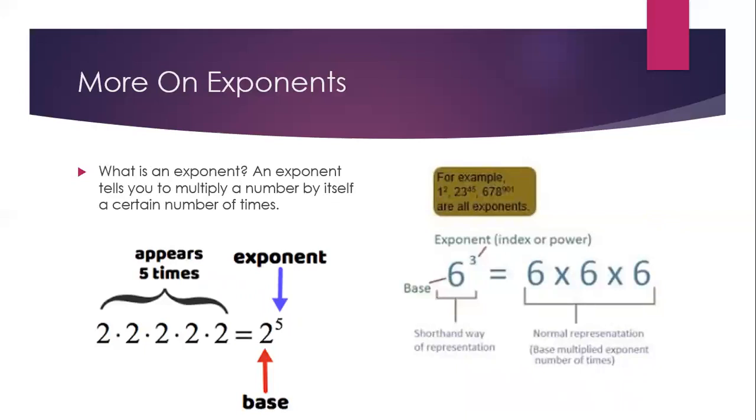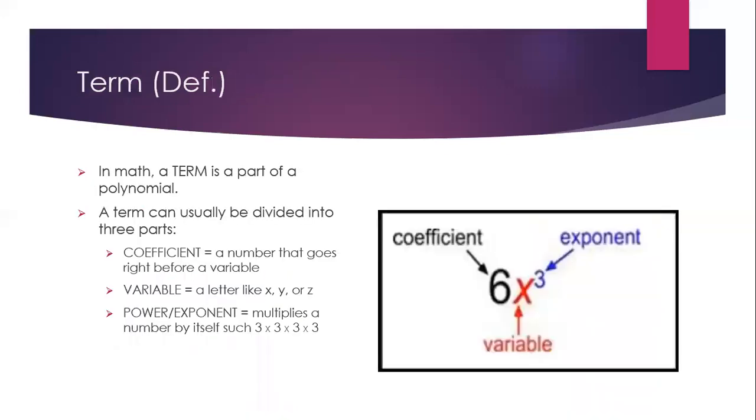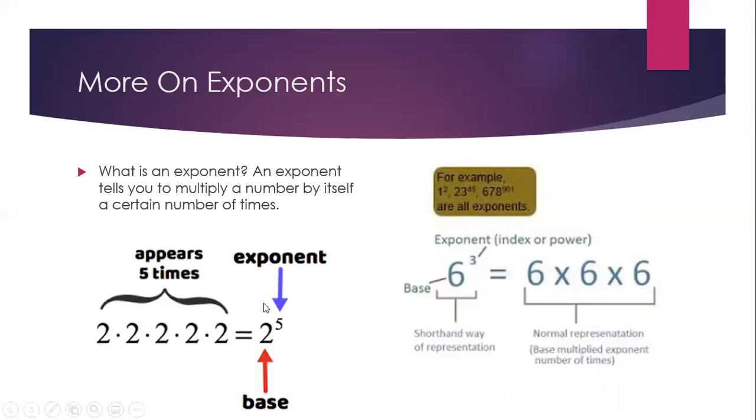Now, let's talk some more about exponents, because remember, a term is composed of a coefficient, a variable, and an exponent. So let's talk some more about exponents. What is an exponent? This is going to be really important. An exponent tells you to multiply a number by itself a certain number of times.